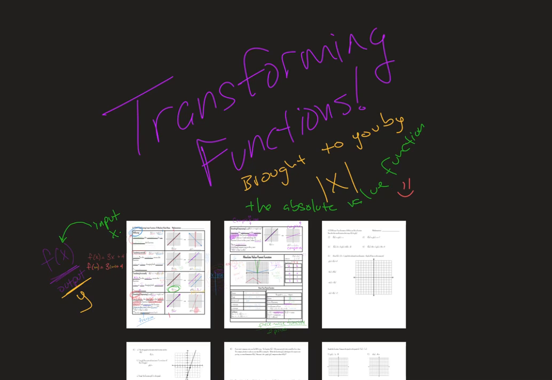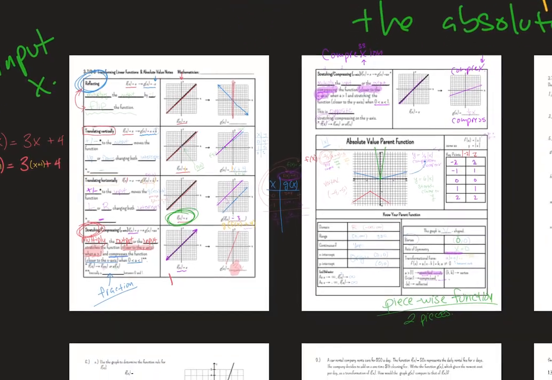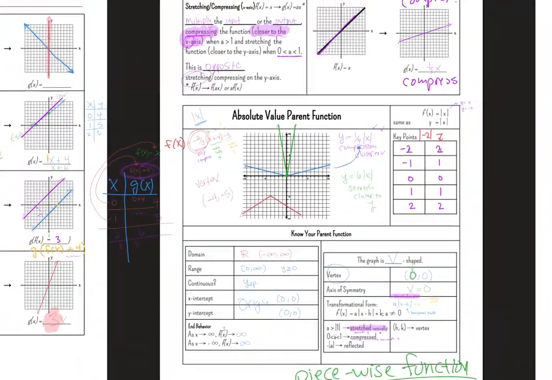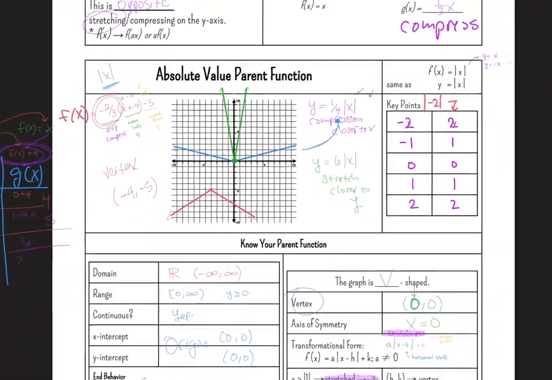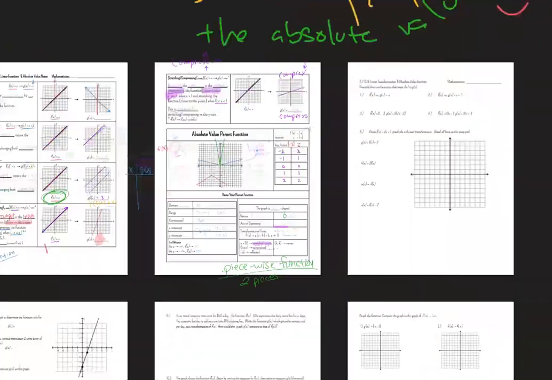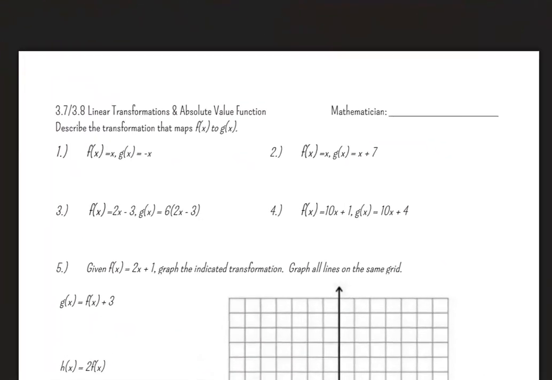Alrighty, we are going to work on the assignment for transforming functions. But if you have not seen any of this information and you're trying to do this assignment, you need to go backwards because there is a lot of information here. In fact, there's information here that has been erased and then redone because I added more information. Okay, so let's do the assignment.